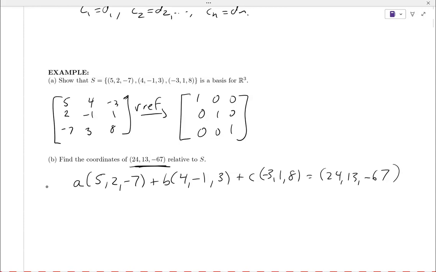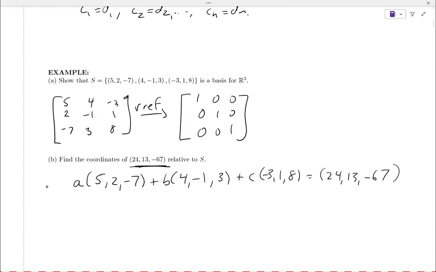How do you think we're going to find those? What do you think we're going to do? Yeah, put a matrix in, right? Notice that we need first components to match, so we would have to have 5a plus 4b minus 3c equal 24. That'd be one equation, right? What's another equation that you'd have to have? So if we equated the first components together, you get 5a, 4b minus 3c. What would be another equation you would get? Yeah, 2a minus b plus c is 13, right? And then likewise for the third components, right?